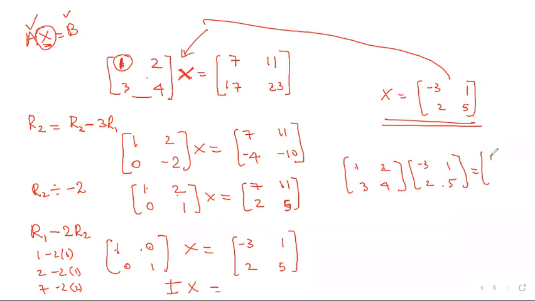-3 plus 4 will give you 1. What about over here? Sir, it will be 3, not -3. Yes, calculation went wrong there. 3 plus 4 will give you 7. 1 plus 10 will give you 11. 9 plus 8 will give you 17. And 3 plus 20 will give you 23. I'm getting exactly the same answer. Therefore, my X is this matrix. Is it clear to everybody?